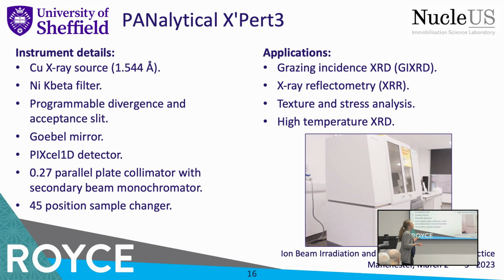So how are we now actually going to carry out the X-ray experiment? Well, at Sheffield, and this is a facility that you can access via the Royce, it's a Royce piece of equipment, the Panalytical Expert. It has a copper K alpha source, thank goodness. It has the nickel filter that I was telling you about to suppress the copper K beta radiation. Important for proper grazing incidence, it has parallel plate collimators and a secondary beam monochromator.